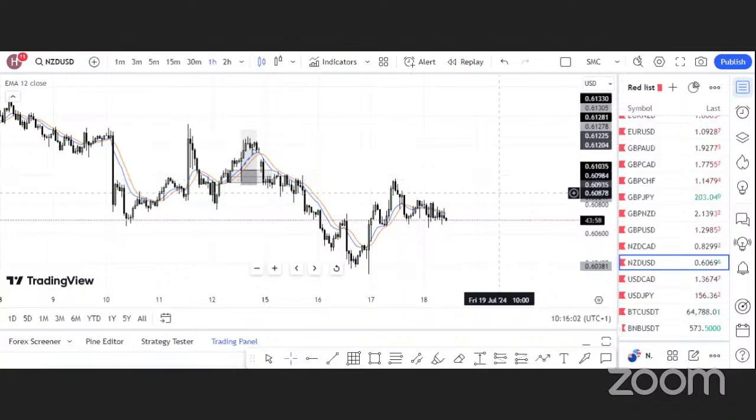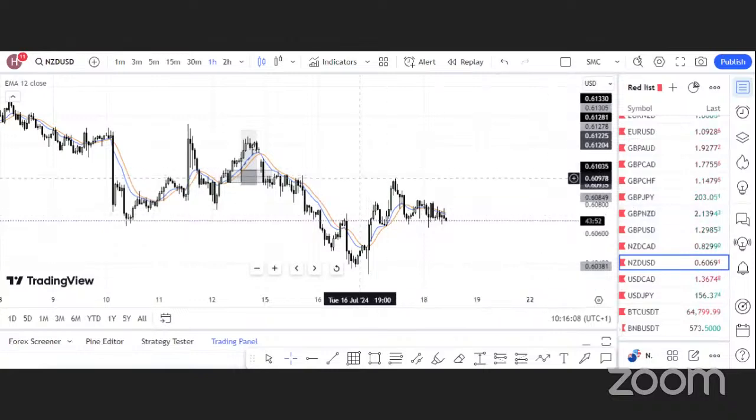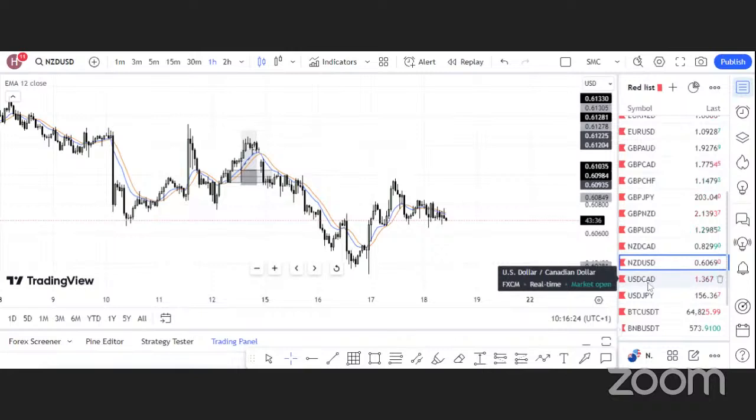Base currency is the first currency in the pair, while the quote currency is the second currency in a pair. So in NZDUSD, NZD is the base currency, while USD is the quote currency. Okay, so here where we have USDCAD, USD is the base currency and CAD is the quote currency.